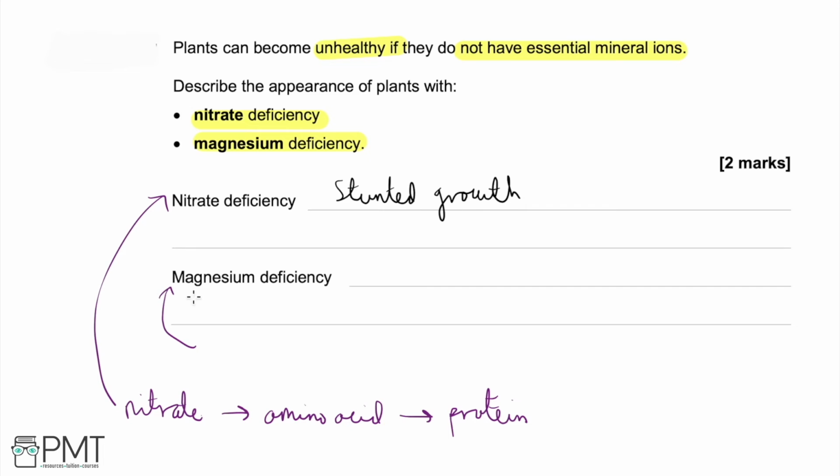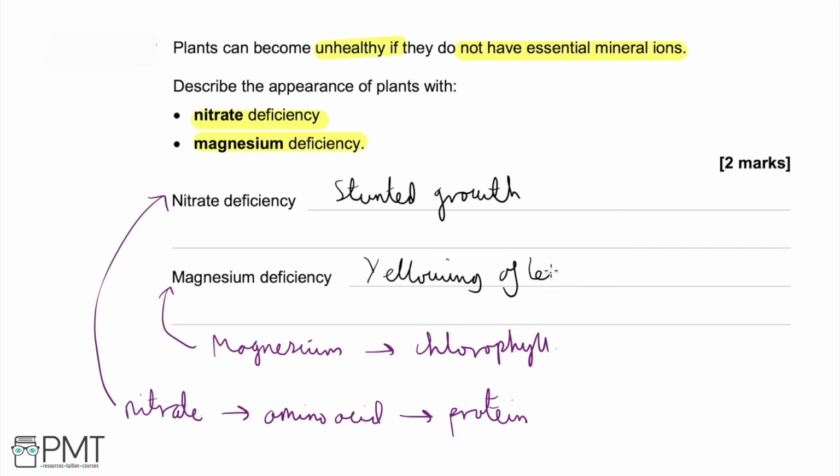Now let's have a look at magnesium. Well, magnesium ions are a component of chlorophyll. Chlorophyll is the green pigment involved in photosynthesis, which allows the plant to create sugars. Now, without this magnesium, there will be less chlorophyll made, and therefore less green pigment in the leaves, so they will also appear yellow.